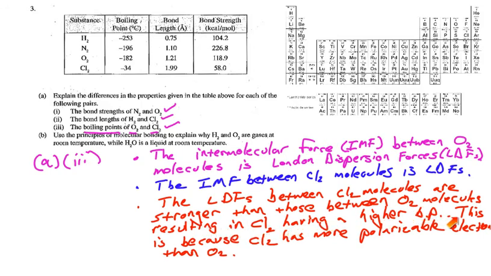Then we get to the reason why. This is because chlorine has more polarizable electrons than oxygen. Remember, polarizable electrons is the key to determining which molecule will have more London dispersion forces. This is a go-to word. It works great.